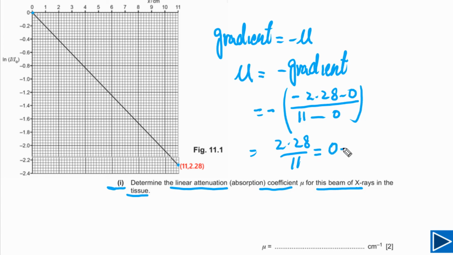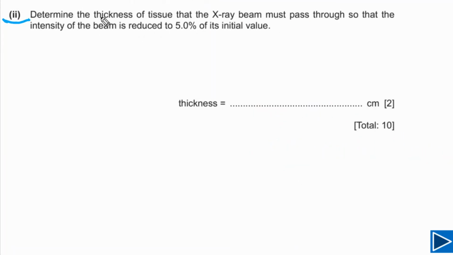So our final answer is going to be 0.207 per centimeters, because 11 has the unit centimeters. So our answer is per centimeters. We can write this up to 2 SF, so the answer will be 0.21 per centimeter. For the second part, we need to determine the thickness of tissue that the X-ray beam must pass through so that the intensity of the beam is reduced to 5% of its initial value.